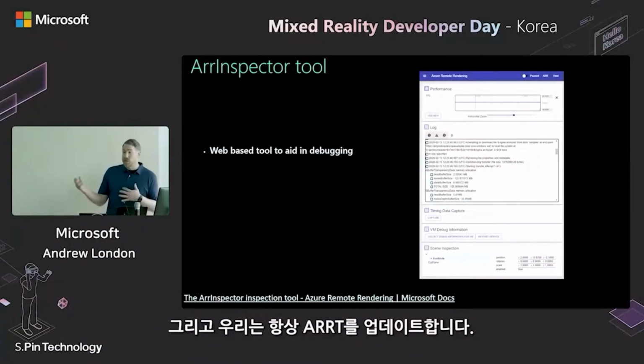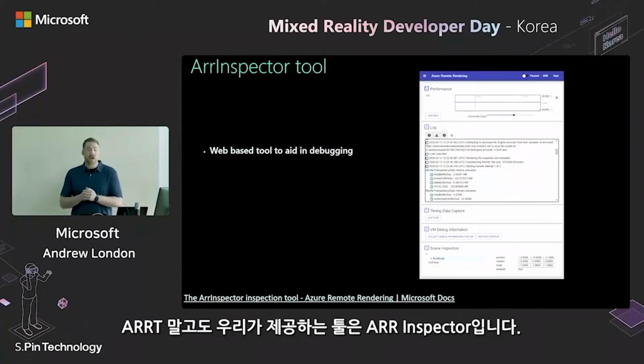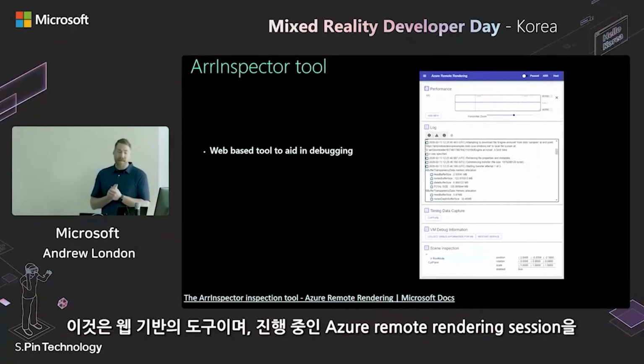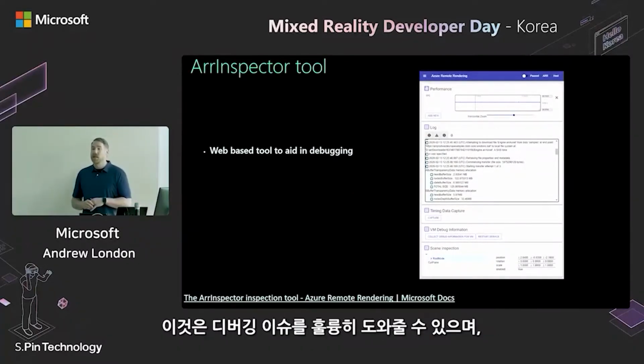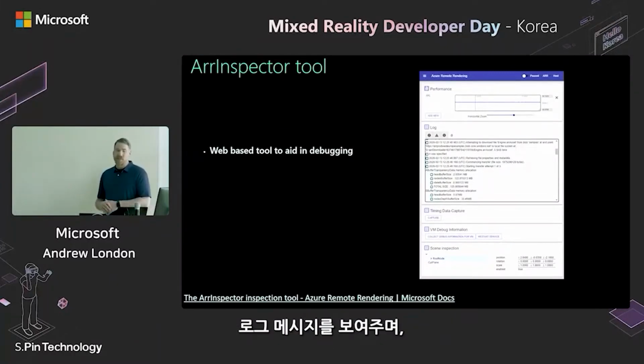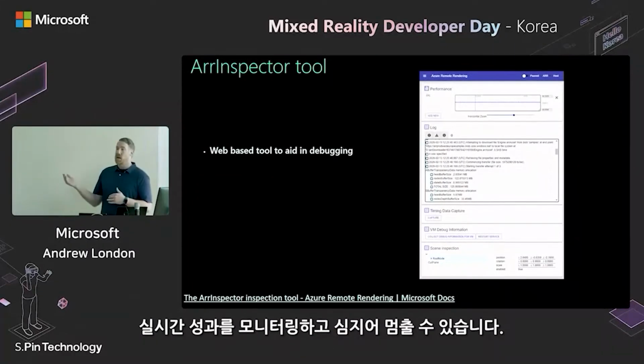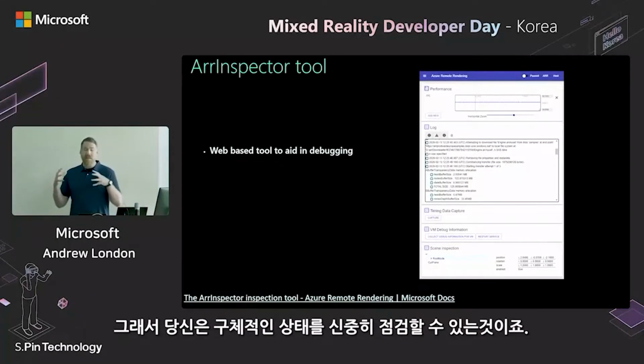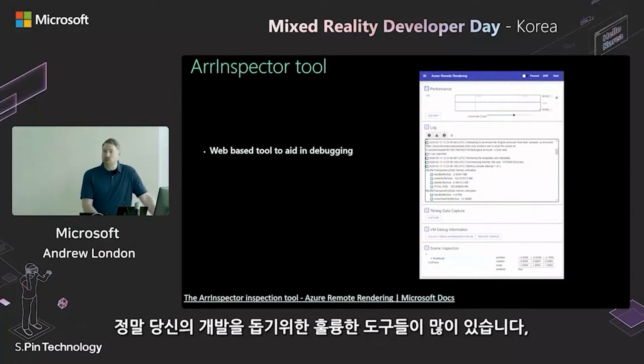As well as Art, another tool that we provide is the Arr Inspector Tool. This is a web-based tool that allows for inspecting running Azure Remote Rendering sessions. This can help debugging greatly. It provides an interface to inspect the structure of the scene. It shows log messages, and it monitors live performance. You can even pause so that you can carefully inspect a specific state. So there are some great tools around it too to help you in your development.